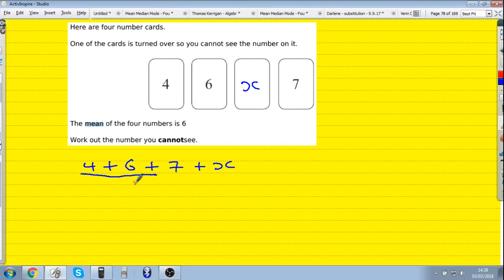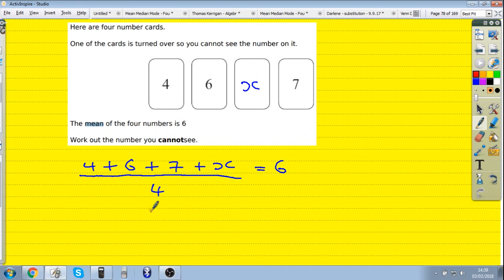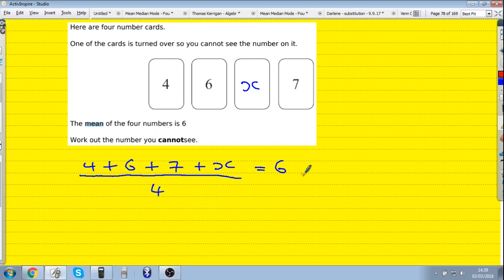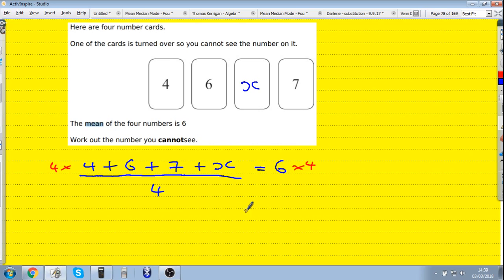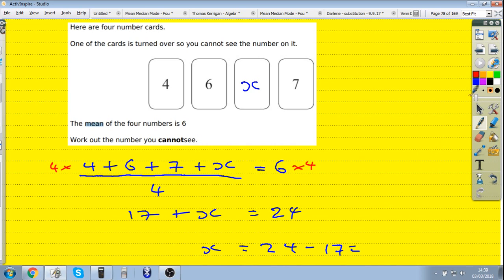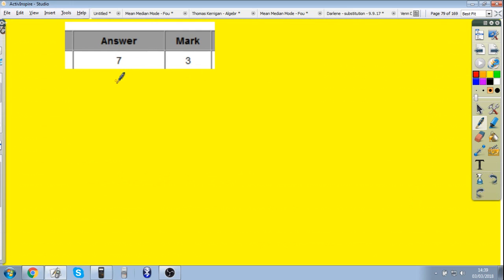And go on. And then that's equals to 6. Yeah. And then I'd take the 4 to the other side, so it's those numbers equals to 24. Yeah. And then I just take all the numbers to the other side, so they're all minusing it, and then it's just x equals 24 minus 7 minus 6 minus 4. Yeah, so that's 17 plus x. So x is 24 minus 17. So x is equal to 7. Yeah, x equals 7. Okay, x equals 7, so 3 marks.